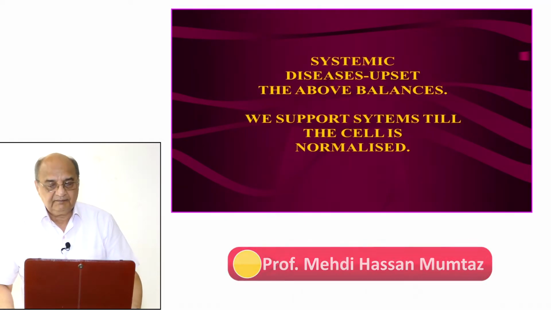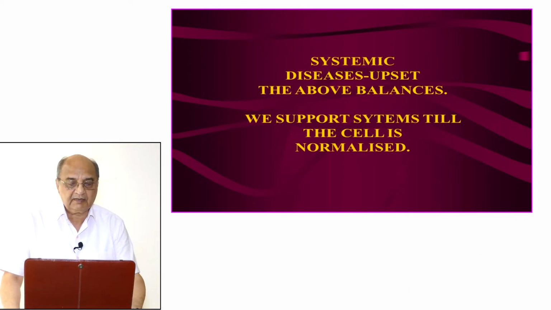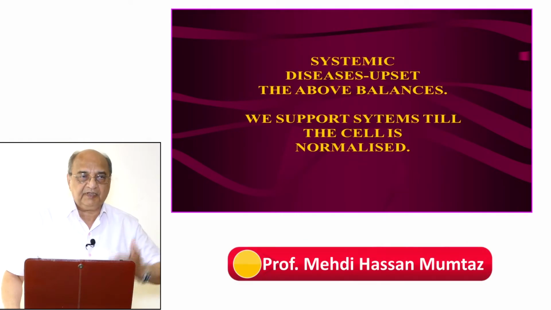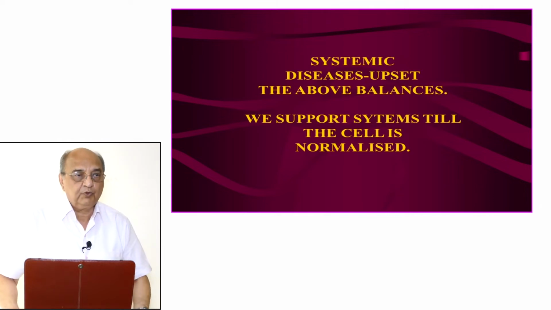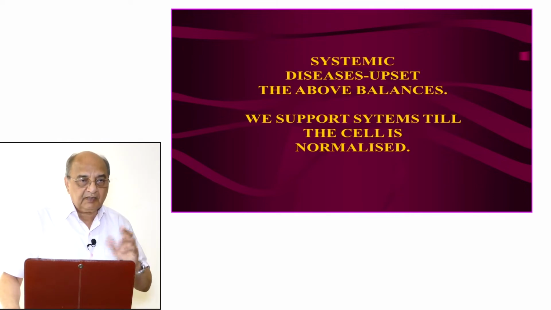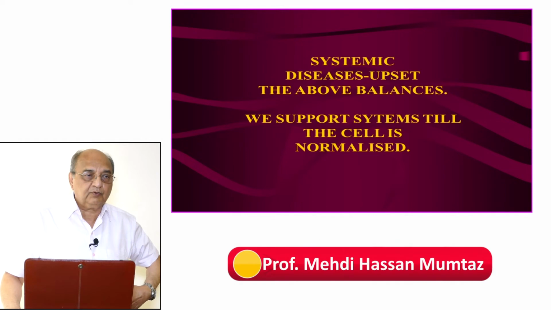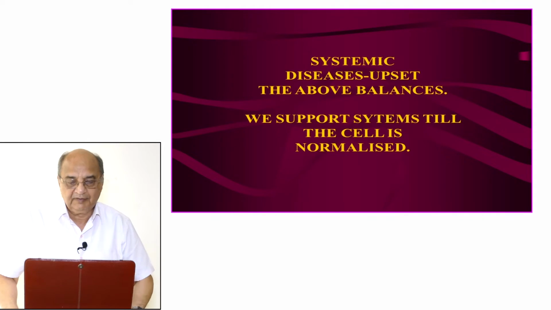Systemic diseases upset the above balances. We support systems till the cell is normalized. Now we start taking the steps to normalize the cell, and at the same time, while the cell is being normalized, we support the systems of the body. There are 6 systems in the body: 2 primary systems, respiratory and cardiovascular, and 4 dependent systems: brain, liver, gut, and kidney. We don't have anything to do with the bone or the muscles, except a few patients suffering from some muscle disease.